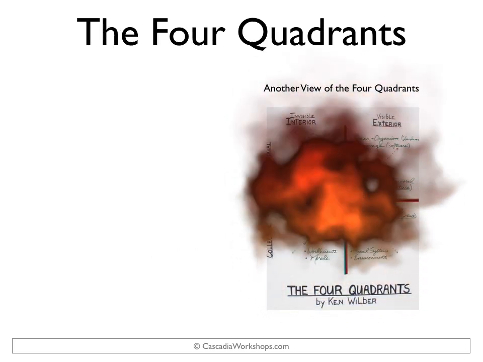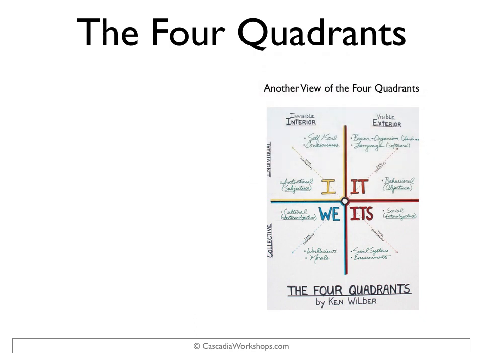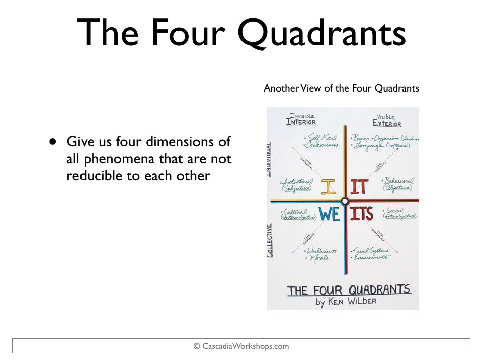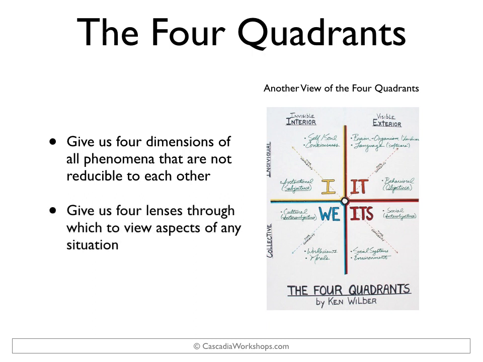Now, another view of the four quadrants is right here, and you can see that. I'll let you read that in your own time. You can pause this video if you want. But the four quadrants give us four dimensions of all phenomena that are not reducible to each other. And the four quadrants give us four lenses through which to view aspects of any situation.